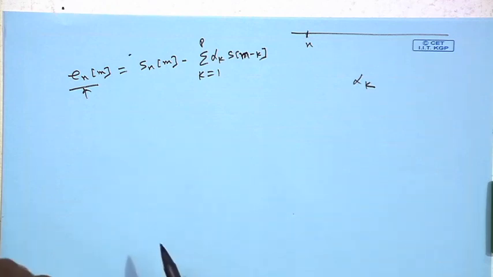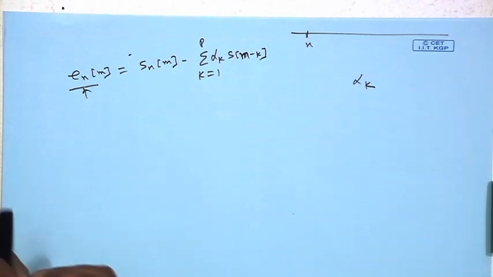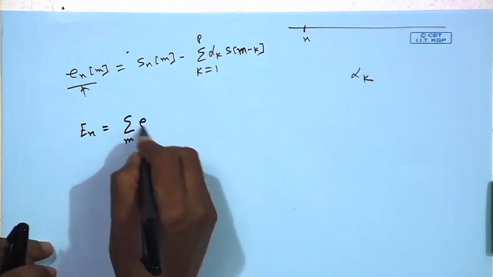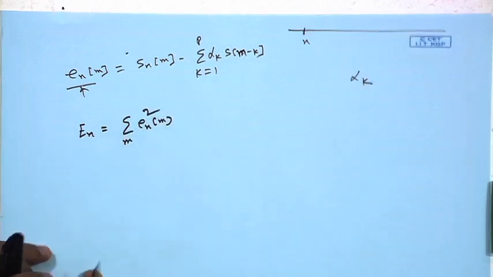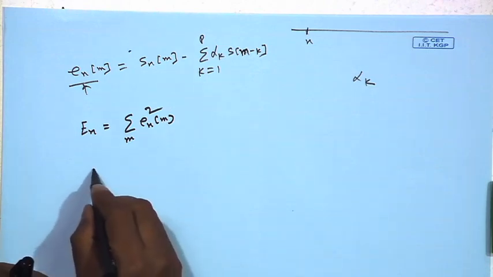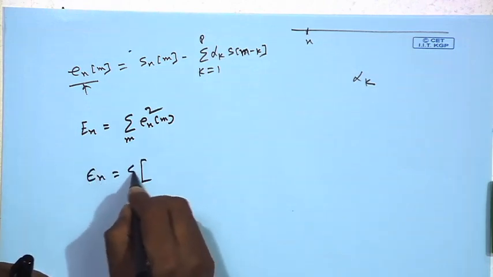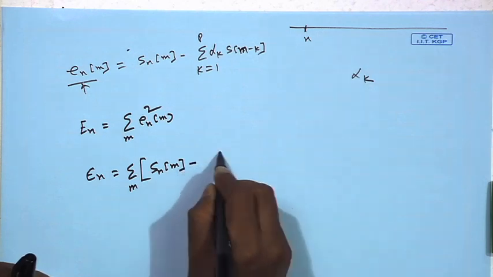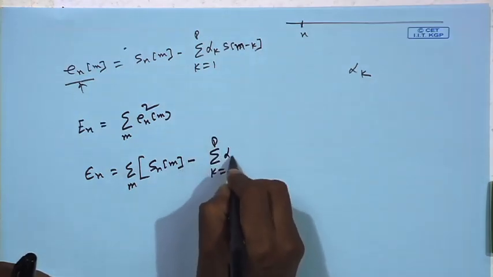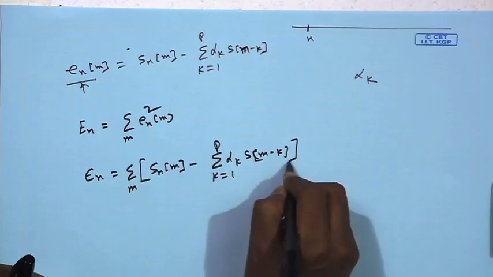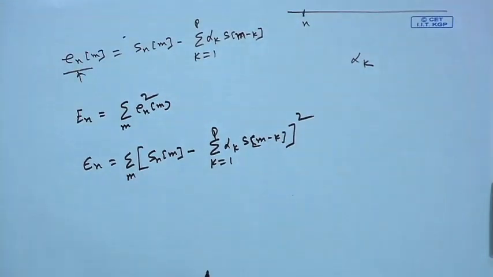So, what is the procedure to minimize the error? One procedure is mean square error minimization. So, what is the mean square error? E n is nothing but the sum over m of E n m squared. So, E n is the sum over m of S n m minus the sum over k equal to 1 to p of alpha k s of m minus k, whole squared. That is the error.